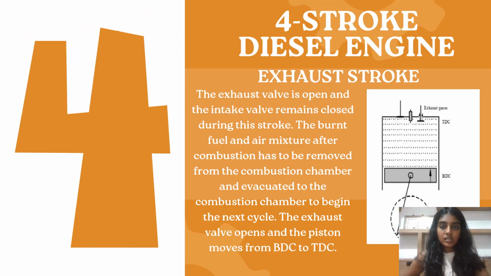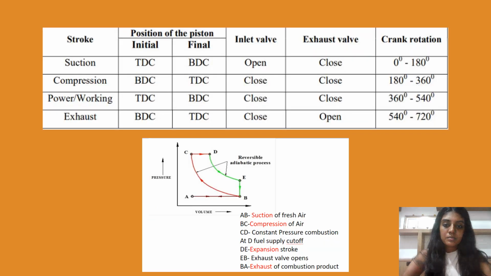And finally, the last step, which is the exhaust stroke. The exhaust valve is open and the inlet valve remains closed during this stroke. The burnt fuel and air mixture after combustion has to be removed from the combustion chamber and evacuated to begin the next cycle. The exhaust valve opens and the piston moves from BDC to TDC.